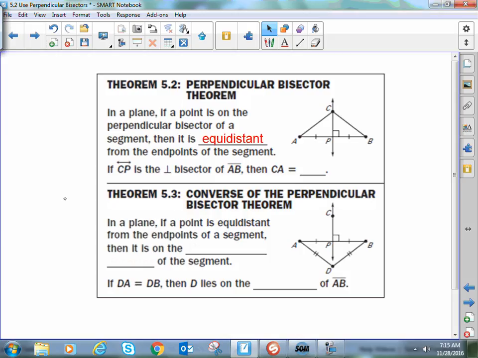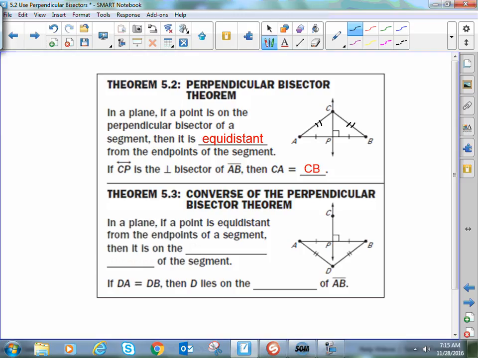Anything along the perpendicular bisector will be the same distance away from the endpoints of the segment that it is bisecting. So in this case, because CP is a perpendicular bisector, it must be the same length from A as it is from B.